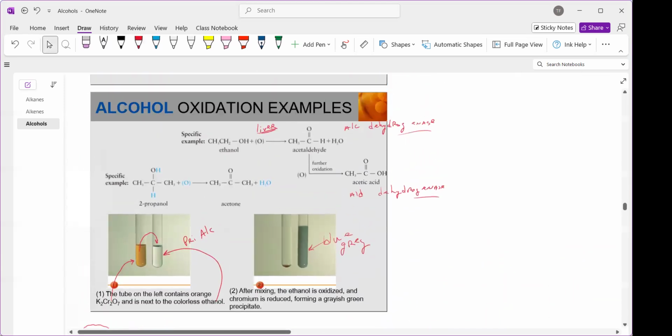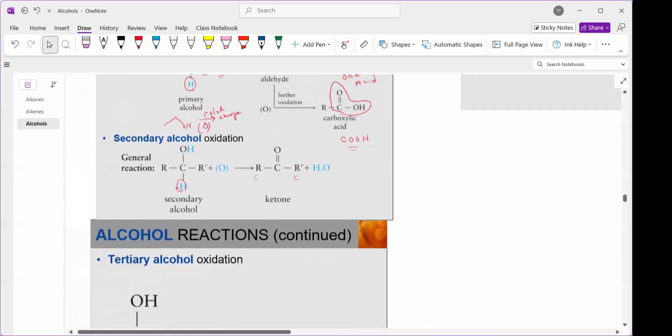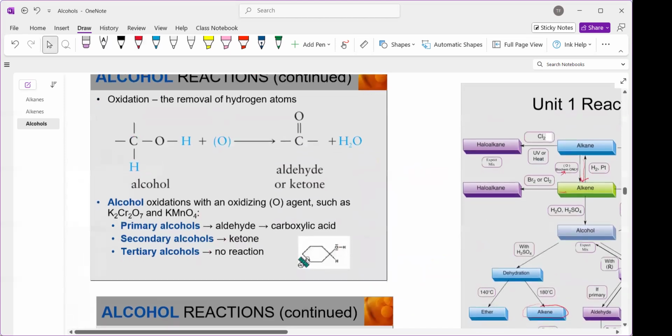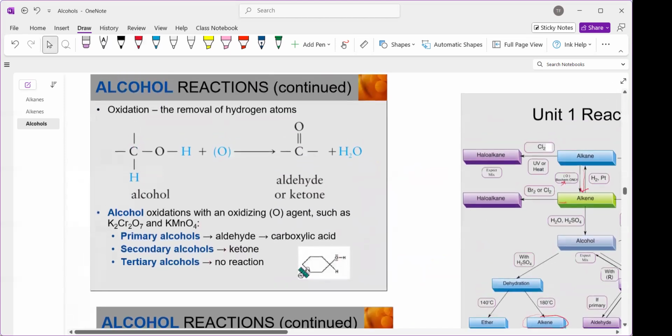So let's do some simple reactions here to get us going. I'm going to do some simple reactions today. On Tuesday, I'm going to be really hitting hard on reactions, because this is the last subunit in Unit 1. Unit 1 has alkanes, alkenes, and alcohols and ethers. And there are a lot of reactions involved there. So let's take some simple reactions.